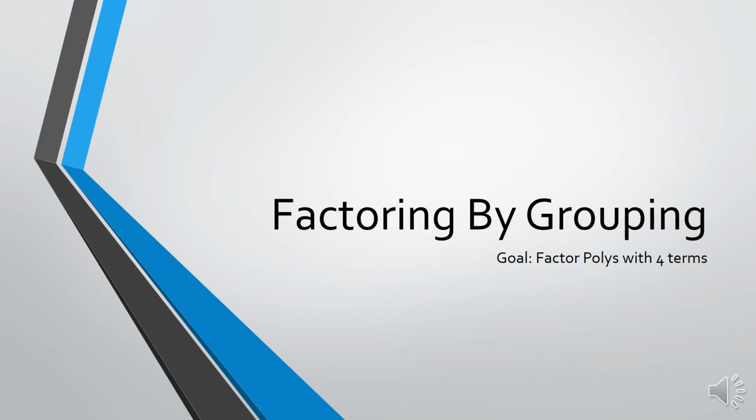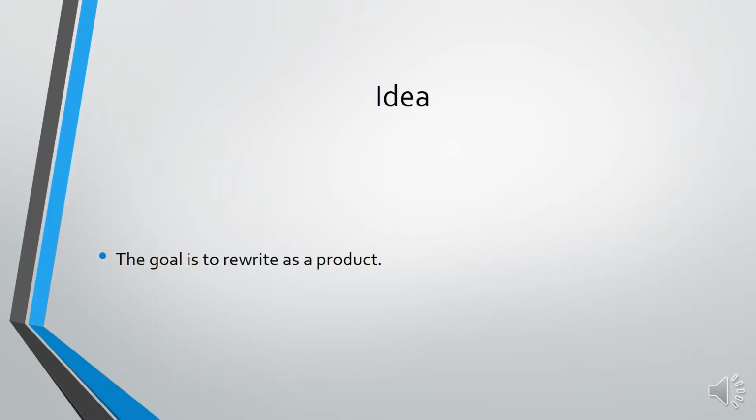Now we'll begin factoring by what's called grouping. By the end of this, hopefully we should be able to factor a polynomial that has 4 terms. So the idea is that we want to rewrite our polynomial as a product.